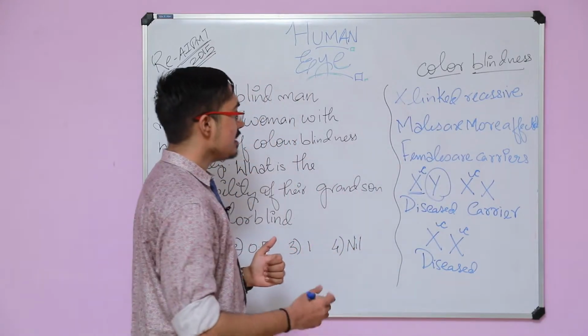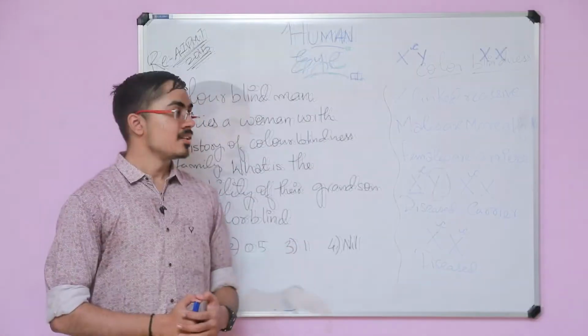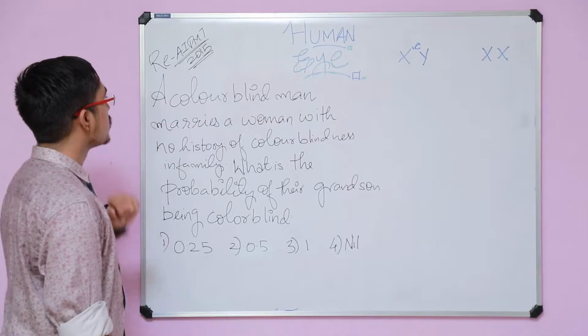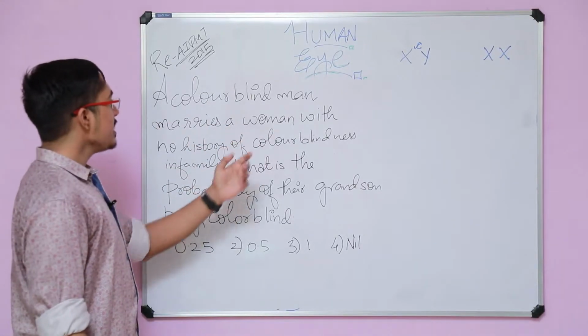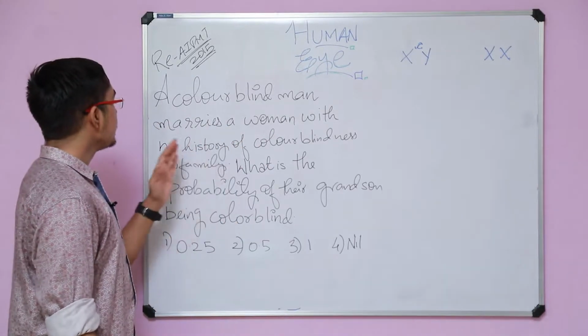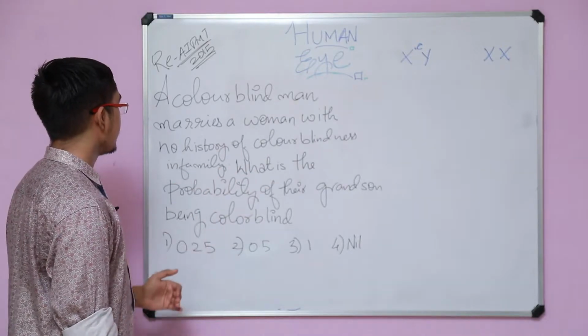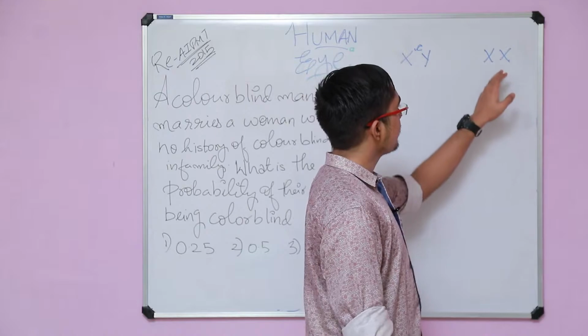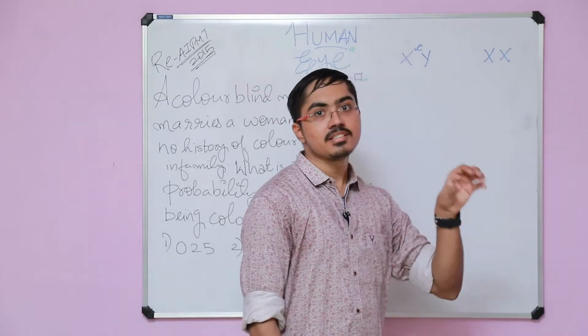So let's proceed to the solution of this particular question. This is the question that we have. I have taken this from the re-AIPMT exam of 2015. A colorblind man marries a woman with no history of color blindness in her family. If there is no history of color blindness, then definitely she is not affected and she is not a carrier also.